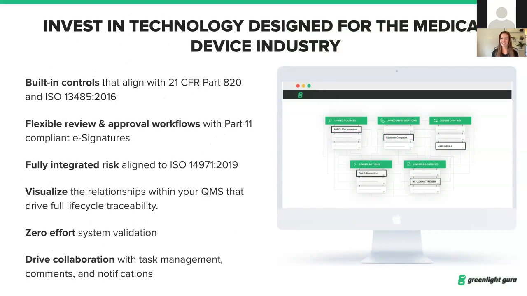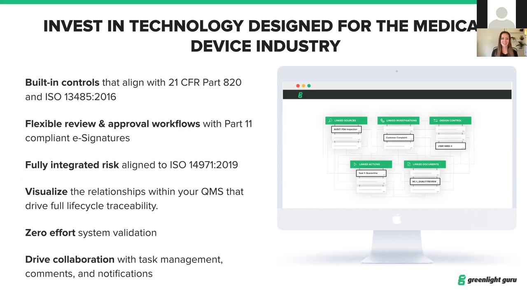Another quick slide here, a little bit about Greenlight, is to invest in technology designed for your medical device industry. So things like built-in controls to specifically align you with 21 CFR 820 and ISO 13485:2016, as well as flexible review and approval workflows with Part 11 compliance. Once again, this is great for remote working situations where anyone can sign in at any time, sign those documents, be Part 11 compliant, and you don't have to play the fun game of running around an office trying to find people, which I know I've certainly played in the past.